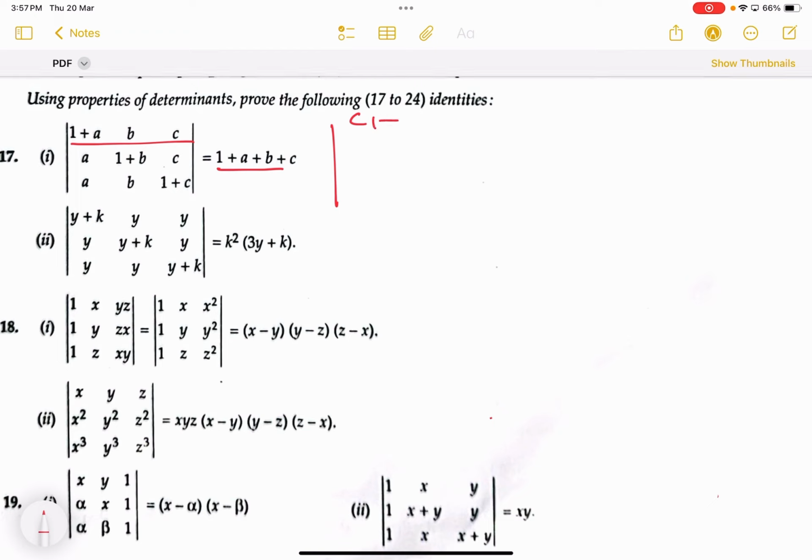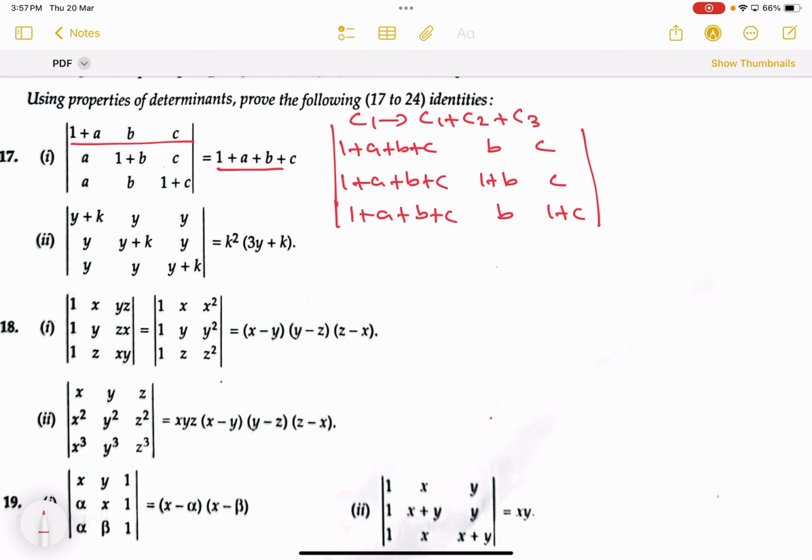So do column 1 replace with column 1 plus column 2 plus column 3. You will get 1 plus A plus B plus C in each entry of the first column. So take 1 plus A plus B plus C outside.